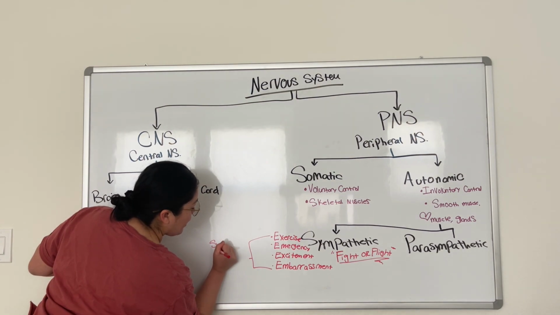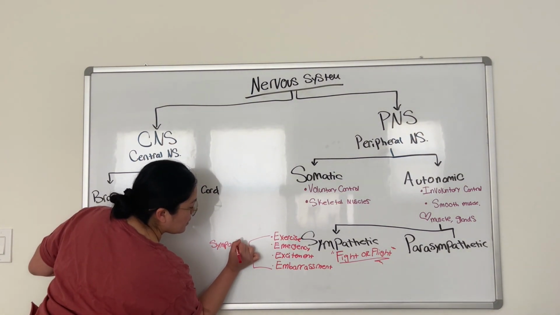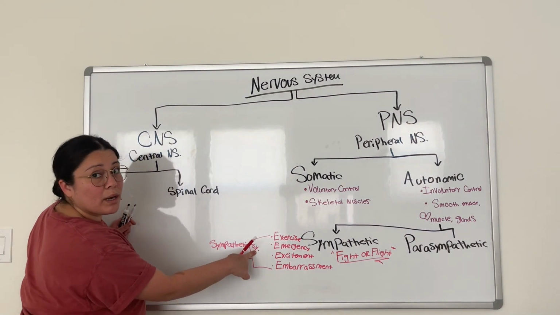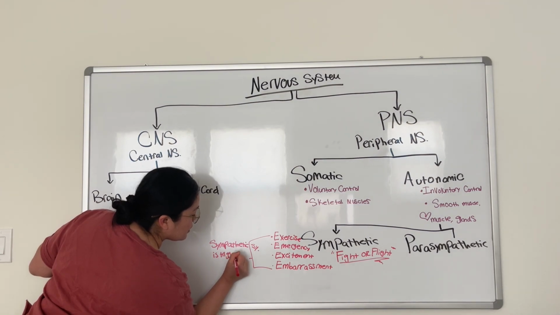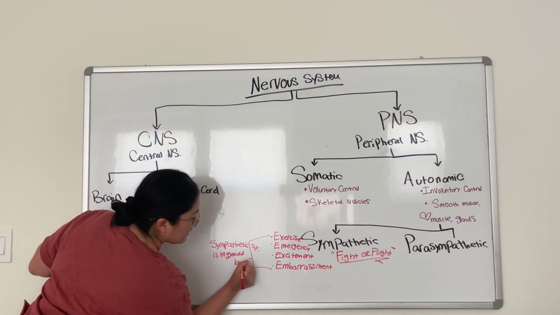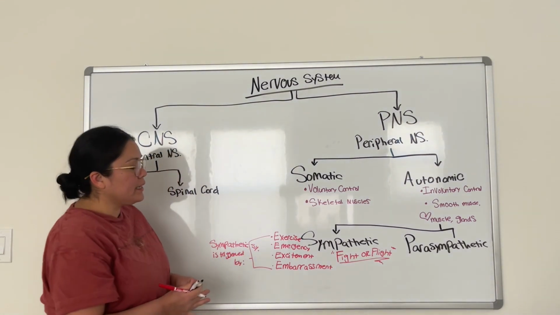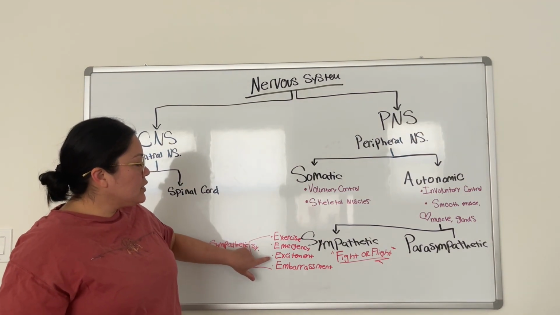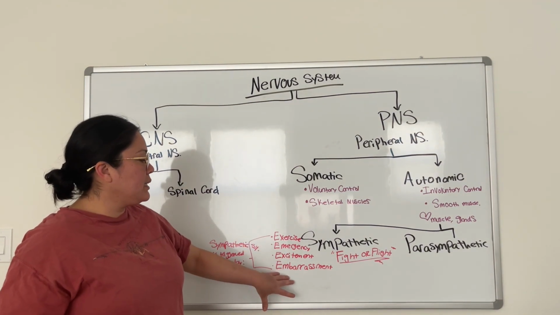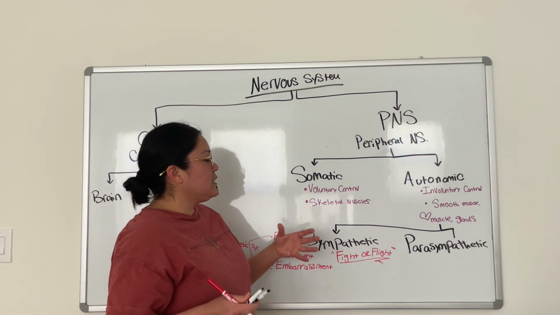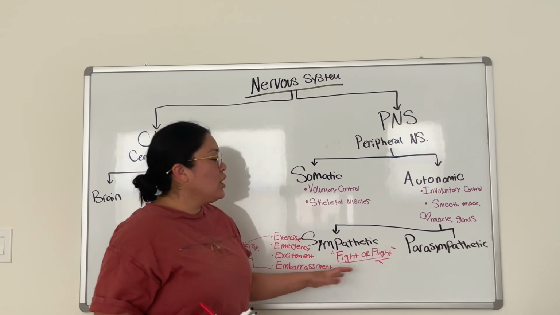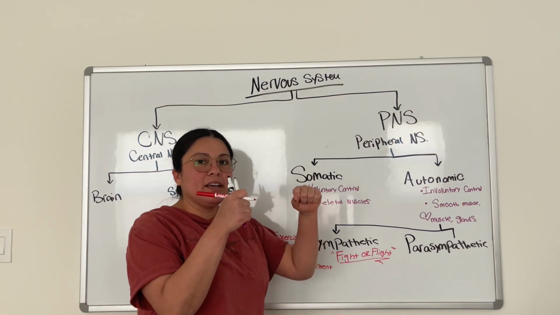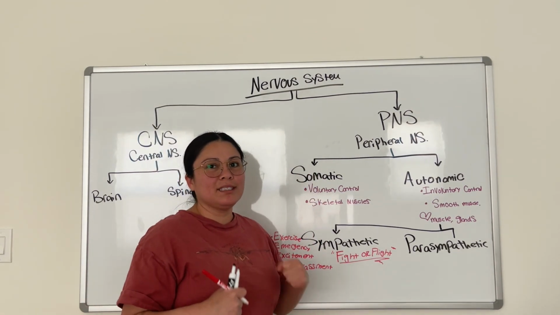So the sympathetic system, SY for system, is triggered by these 4 E's: exercise, emergency, excitement, or embarrassment. All of these are going to trigger this sort of excitement in us that's going to say, do we want to stay and fight, or do we want to run and take flight?